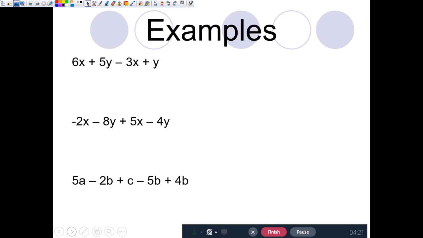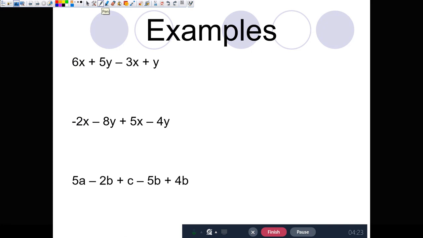Alright, so what I like to do is to write my like terms next to each other. Okay, so I have a 6x and a negative 3x, or minus 3x. Okay, so I use my x's. Now I'm going to use my y. Plus 5y plus y. Now I'm going to combine my like terms. Okay, what is 6x minus 3x? 3x. Because it's 6 minus 3 and you keep the variable the same.